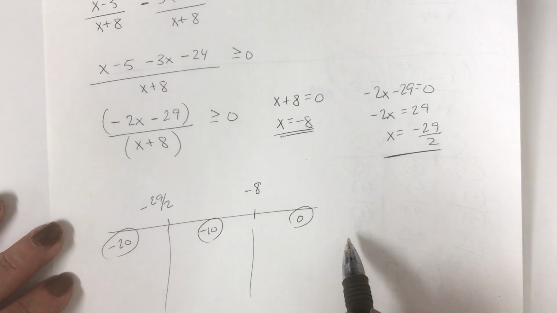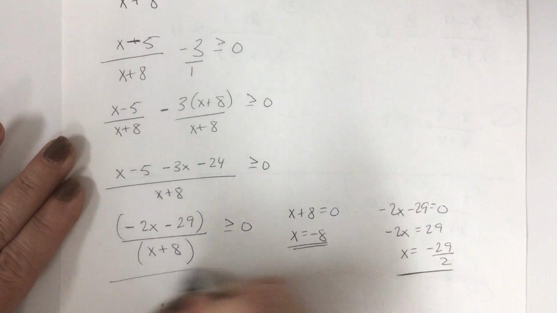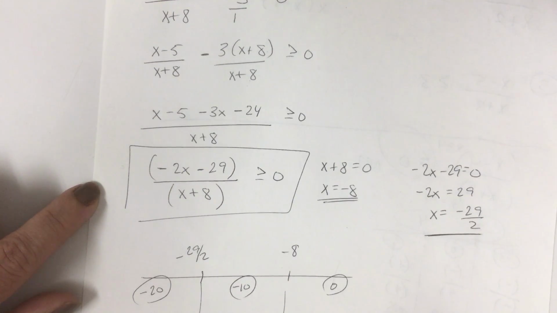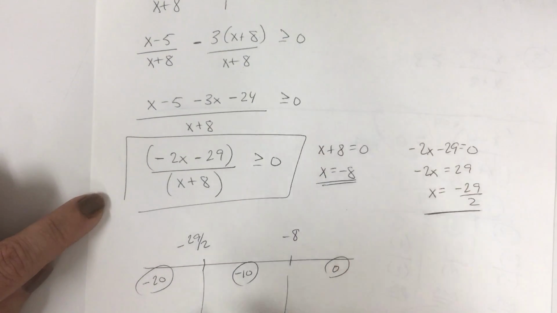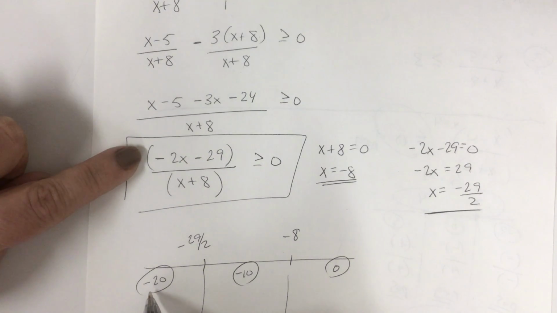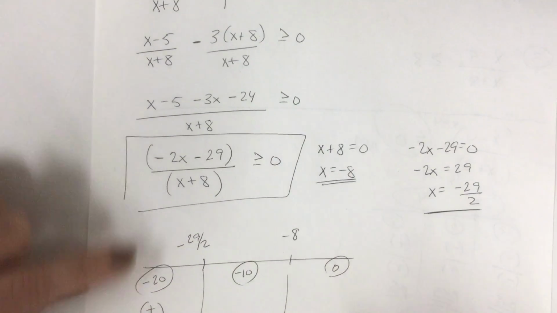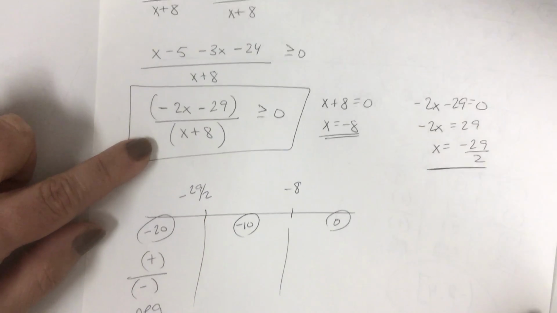Okay. Then you're going to take these numbers and put them back up in the, I wouldn't go clear to the original. We need to go to this one. There we go. Because that's what we did all the work to get it to look like this so that it was set greater than or equal to 0. So now we're going to take this negative 20 and plug it in there. Negative 20 times negative 2 is 40. 40 minus 29 is positive. Negative 20 plus 8 is going to be a negative. So positive and a negative gives me a negative.